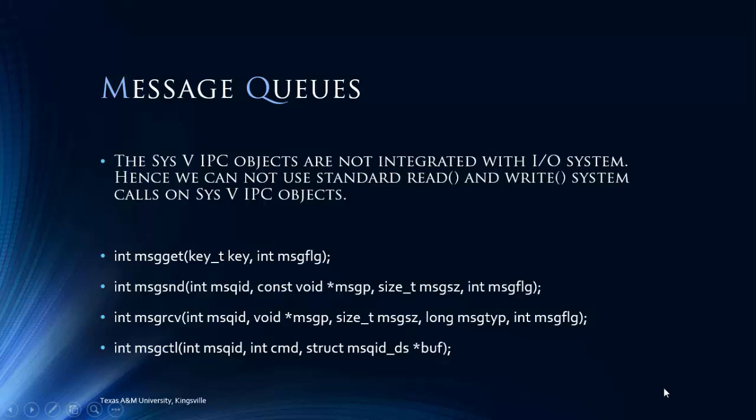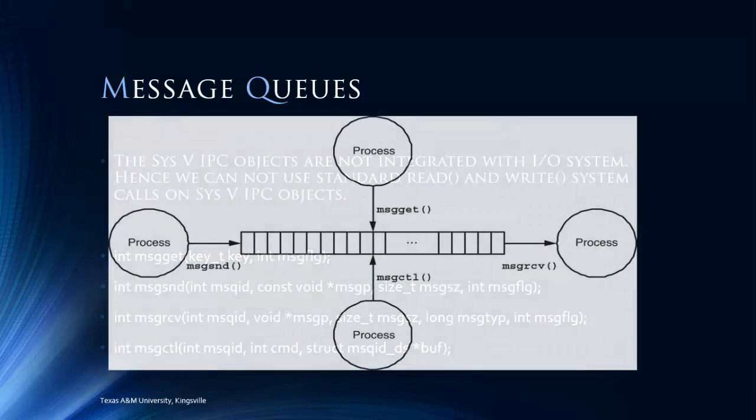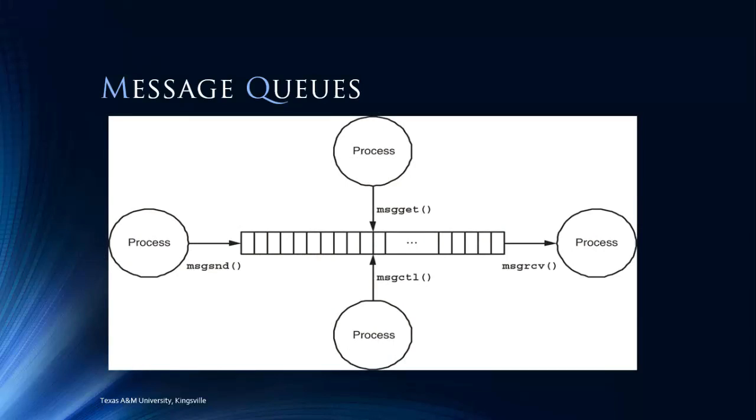Before a process can send or receive a message, the queue must be created using msgget. The operations to send and receive messages are performed by msgsnd and msgrcv. And then msgctl performs control operations specified by the command on the System V message queue with identifier msqid. Now we will see how this message queue works through a diagram.